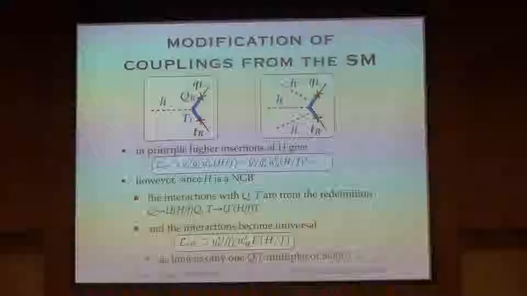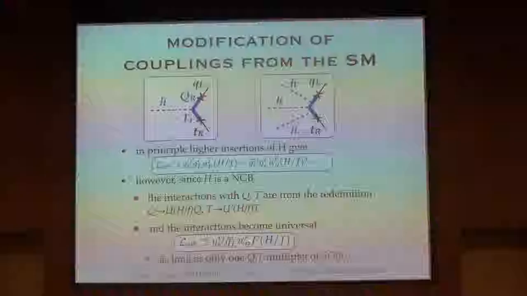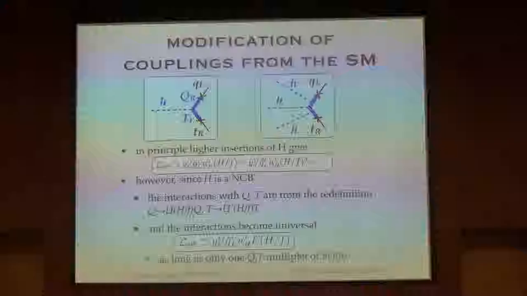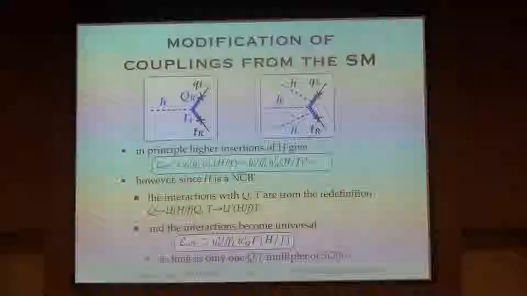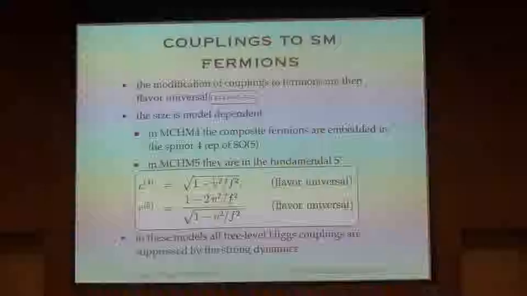Okay, so this has important consequences for the following. There's going to be a universal modification of the fermion couplings to the Higgs, and furthermore, the couplings of the Higgs to fermions is going to be not flavor violating. It's a flavor conserving universal modification. Okay, so as I said, the modification of couplings to fermions is flavor universal. These Wilson coefficients in the effective Lagrangian are all the same.